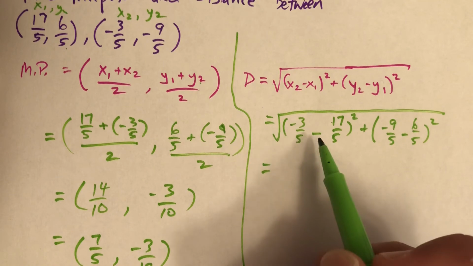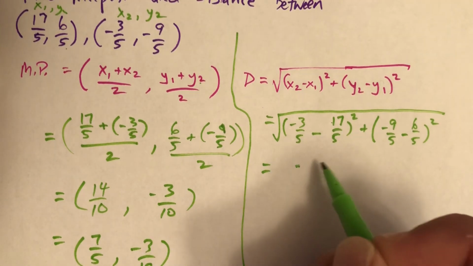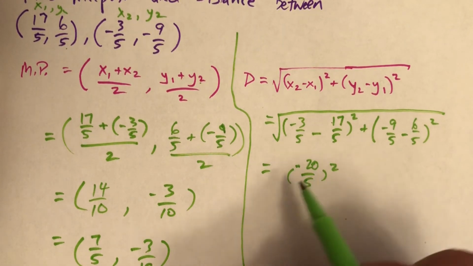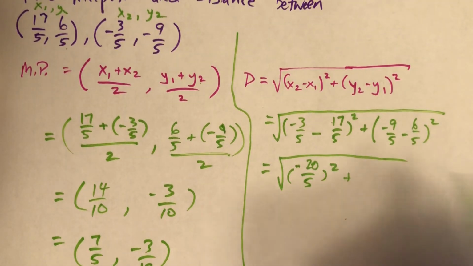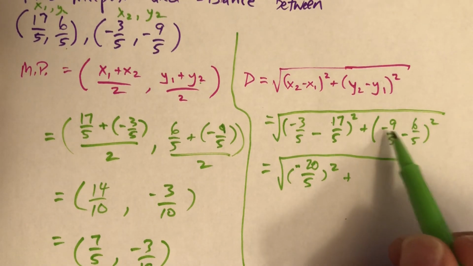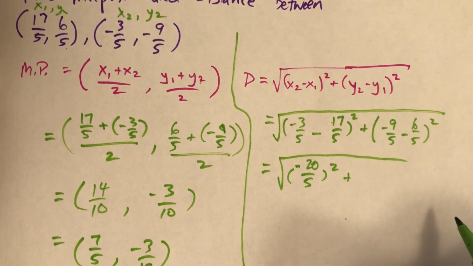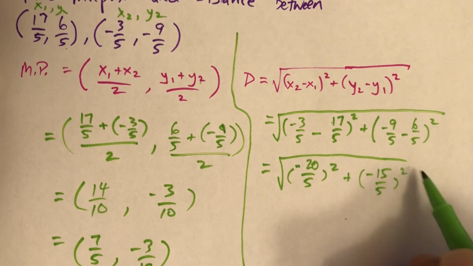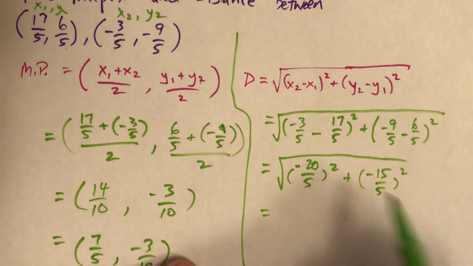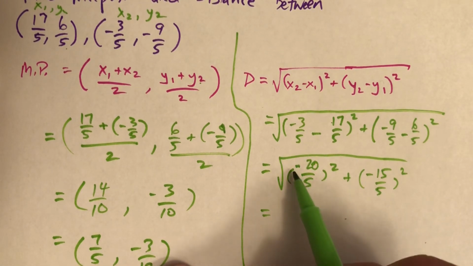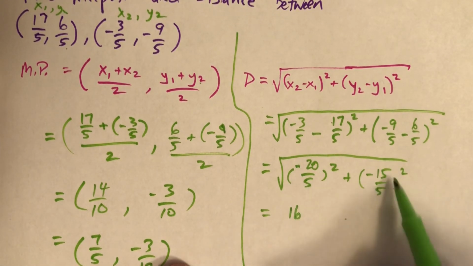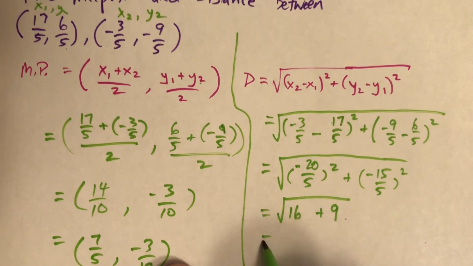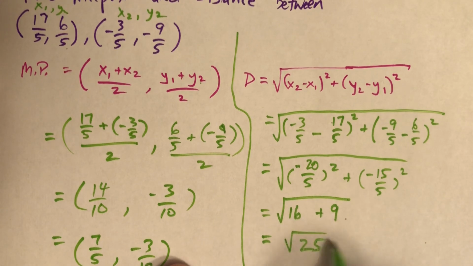So minus 3 minus 17, so that would be minus 20 over 5, squared. We know that that's negative 4, so we can keep that in our back pocket for the next simplification step. All right, so negative 9 minus 6, so that's negative 15 over 5, and we know that that's going to be negative 3, so we can do that in our heads in the next step. So negative 4 squared would be 16. This one is negative 3 squared, which gives you 9, and we take the square root of that. This is the square root now of 25.